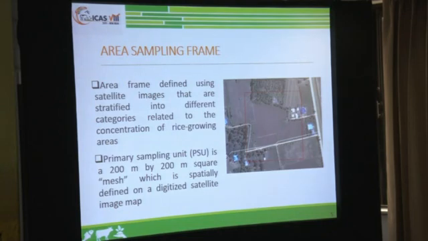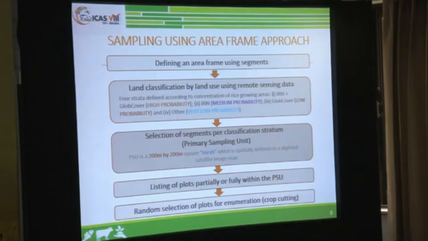As we all know, an area frame is defined using satellite images that are stratified into different categories related to the concentration of rice growing area. So for our study, our primary sampling unit, or PSU, is a 200 meter by 200 meter square mesh, as you can see on the screen, which is spatially defined on a digitized satellite image map. So this sums up the methodology that we adopted for sampling using the area frame approach.